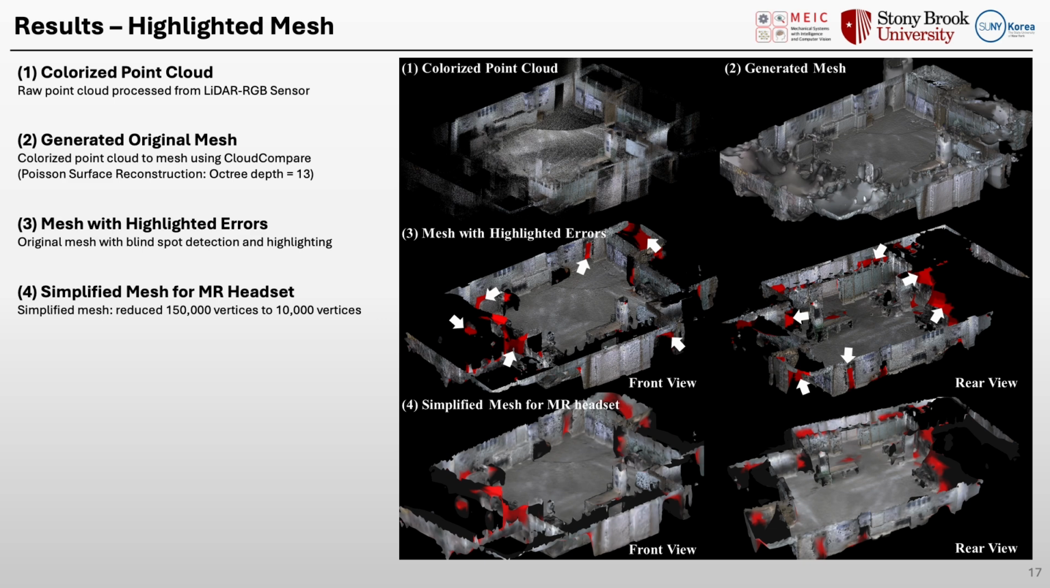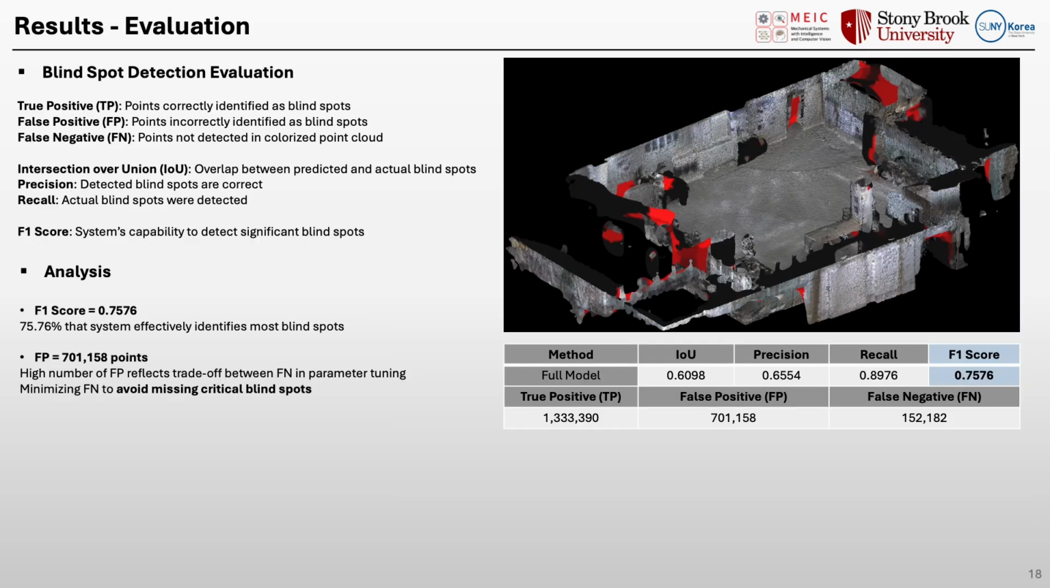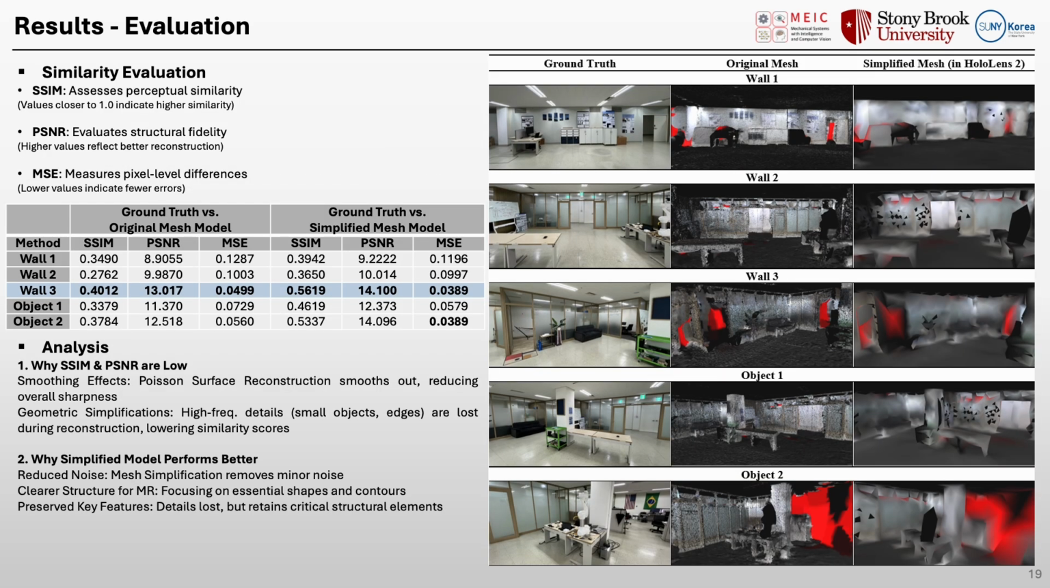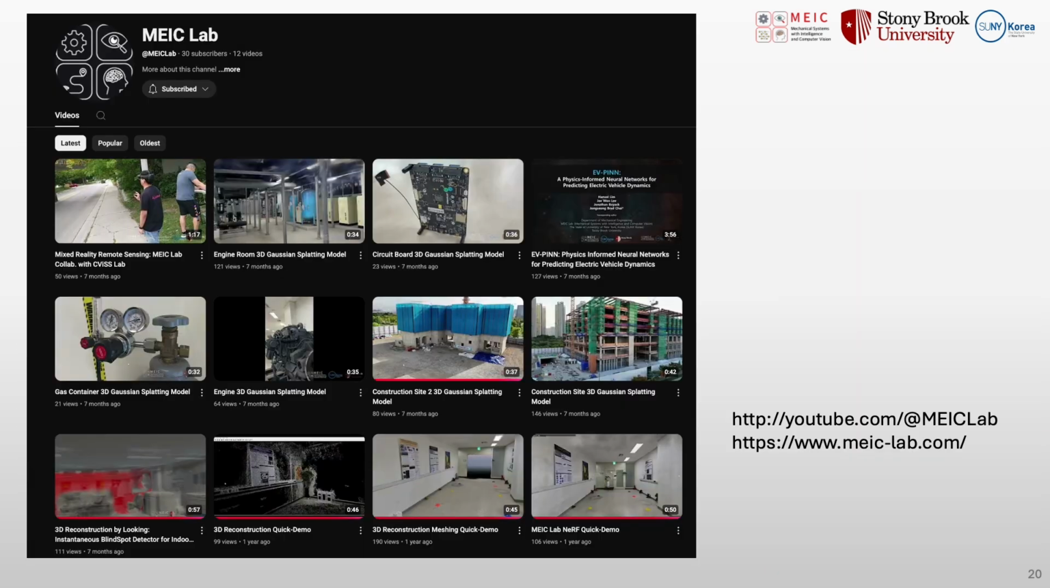These results show highlighted blind spots on top of the mesh, with a simplified version for MR headsets. Our blind spot detector has a 76% F1 score, aiming for the lowest false negatives to minimize missing any critical blind spots. For evaluating the similarity between the original and simplified versions, we validated with SSIM, PSNR, and mean square error. As a result, all the values were higher in the simplified mesh due to the reduced high-frequency noise of the mesh. So this is our last slide.